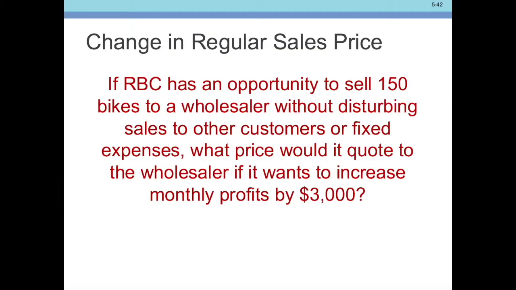One more is, what if RBC has an opportunity to sell 150 bikes to a wholesaler without disturbing sales to any other customers or fixed expenses? What price would it quote to the wholesaler if it wants to increase its monthly profits by $3,000? So when we think about this, somebody wants to come in, I want a deal. It's assuming you have capacity to produce the bikes, and then it's like, well, I've got my fixed overheads, they're being paid, I'm not taking bikes away from my existing customers, and I want to make some money. How many bikes can I sell, or what price should I sell them at?